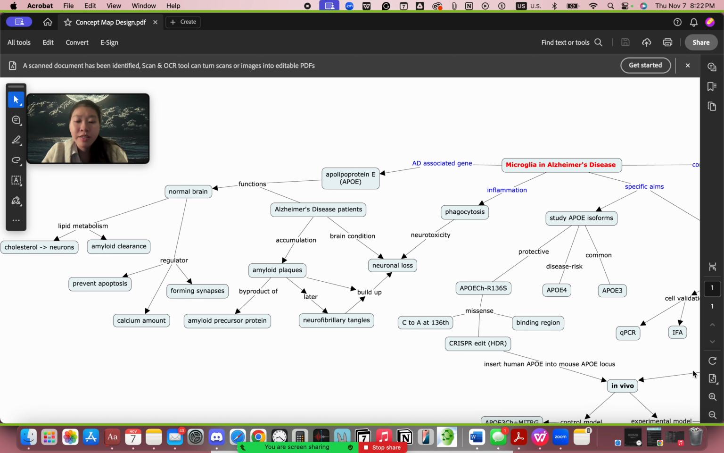Hello everyone. Today I'm going to talk about my experimental design. I want to study microglia in Alzheimer's disease.